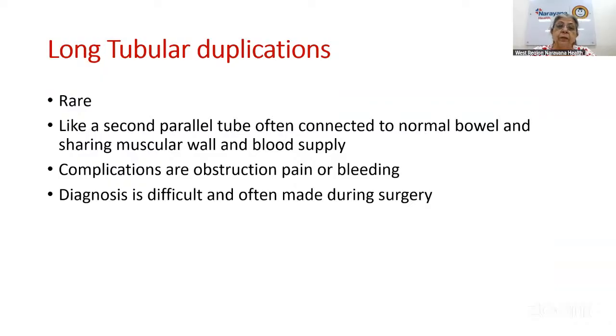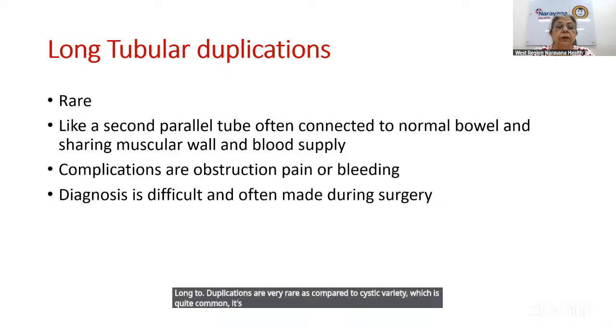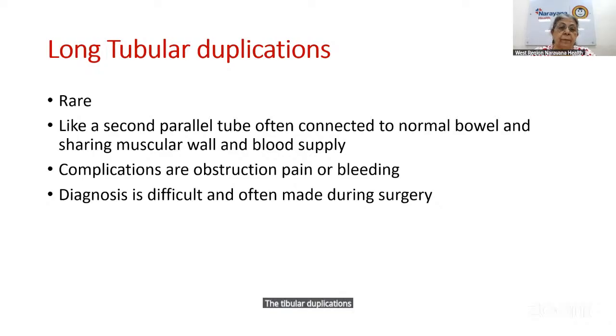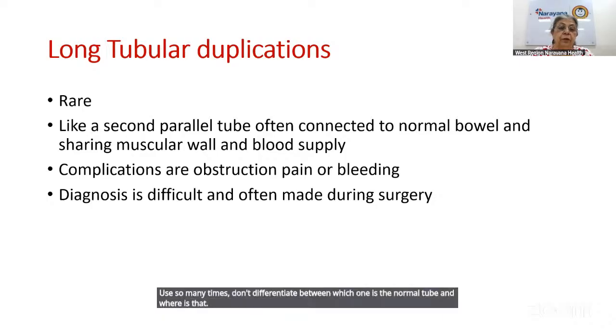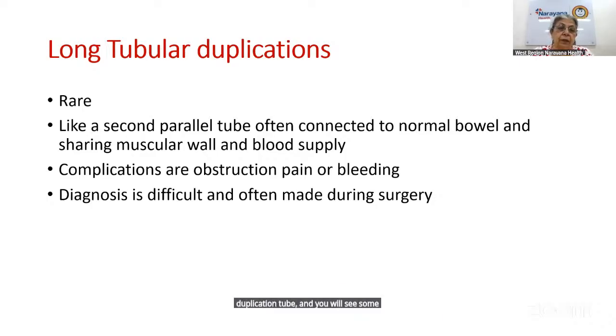Long tubular duplications are very rare as compared to the cystic variety, which is quite common. It's not very rare, but the tubular duplications are very rare. It is like a second parallel tube. It is often connected to the bowel. It shares that supply also. So if you see it, many times you don't differentiate which one is the normal tube and where is that duplication tube, and you will see some thickening over there.